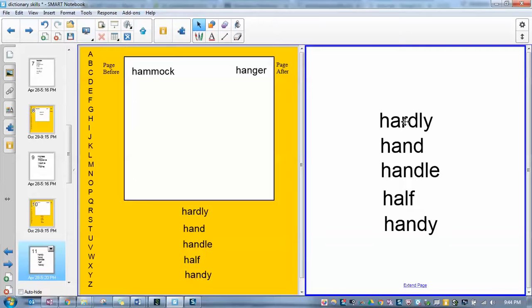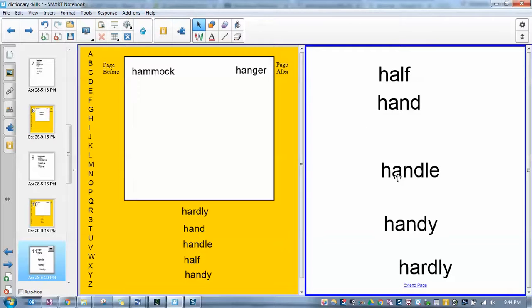So I see A, B, C, D, E, F, G, H, I, J, K, L. L comes first. This is because these are all HA words, so I'm looking at my third letter. H, I, J, K, L, M, no M's, N, 3 N's. Now, H-A-N, H-A-N, H-A-N. These are all H-A-N-D. So hand has no more letters after it, so that will come next. Then I see H-A-N-D-L, and this is H-A-N-D-Y. Well, H-A-N-D-L, L comes before Y in the dictionary, and then I have hardly comes last.